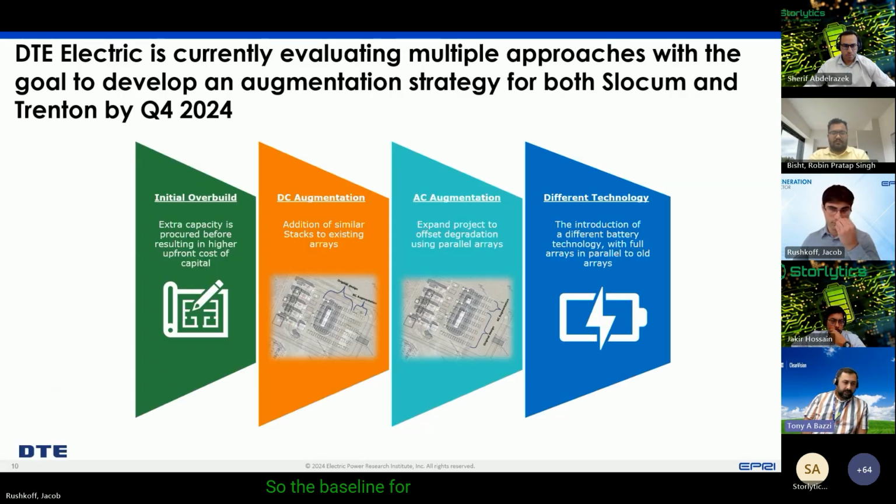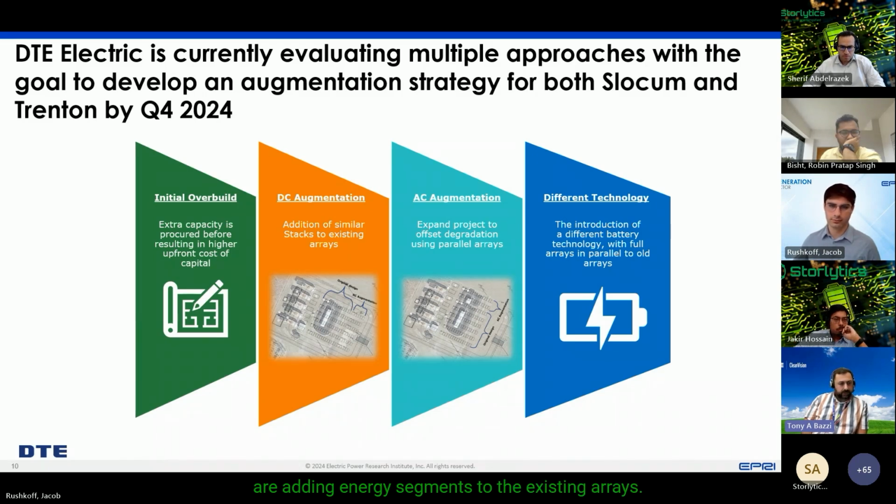So the baseline for these scenarios, as I stated, the first step is to look at initial overbuild, and that means adding extra capacity at day 1 to offset degradation, whether it's for the first 5 or 10 years or for the lifetime of the asset. The second part, DC augmentation, is where you're adding energy segments to the existing arrays. The third one is AC augmentation, where you're going in parallel to the existing array.